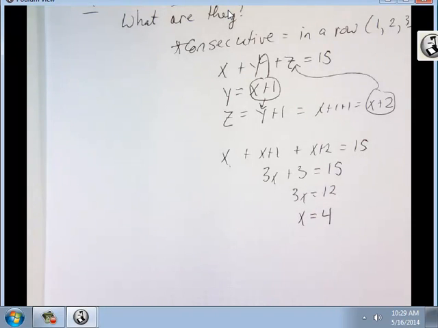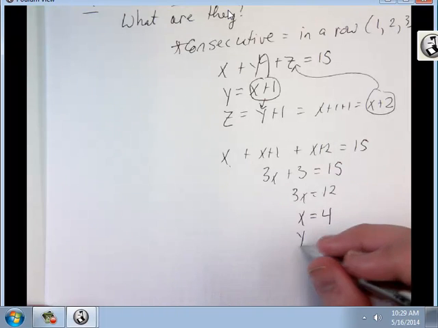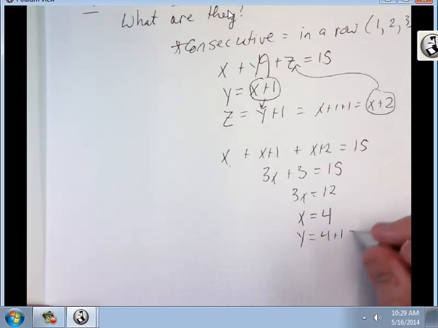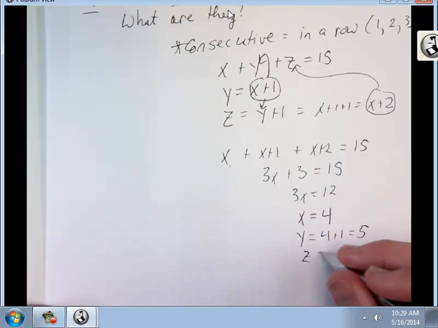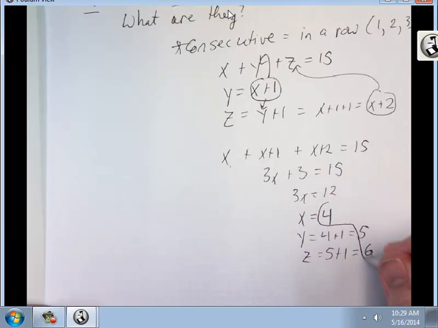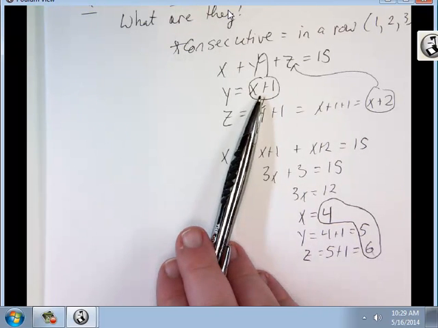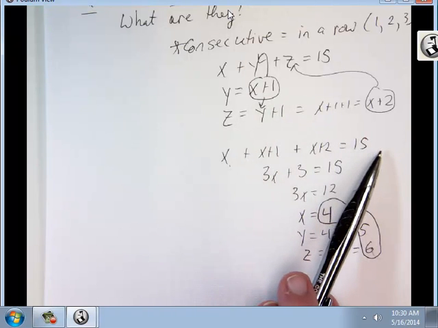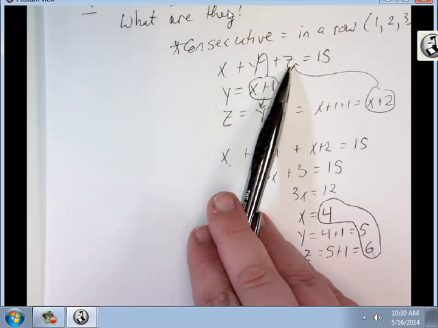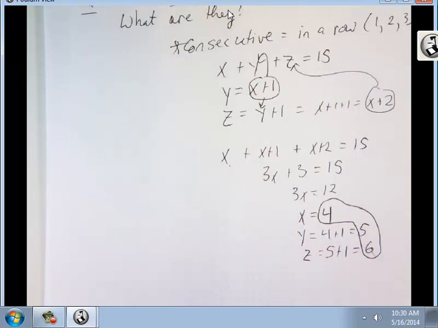So that's one of my numbers. Y equals 4 plus 1, which is 5. And z equals 5 plus 1, which is 6. So there are my three numbers. So the trick again is just setting it up. Once you realize that consecutive means I'm going to be doing x plus 1 and x plus 2, I just set them up like that, and I can solve for x, and I'll know what all three of my numbers are.